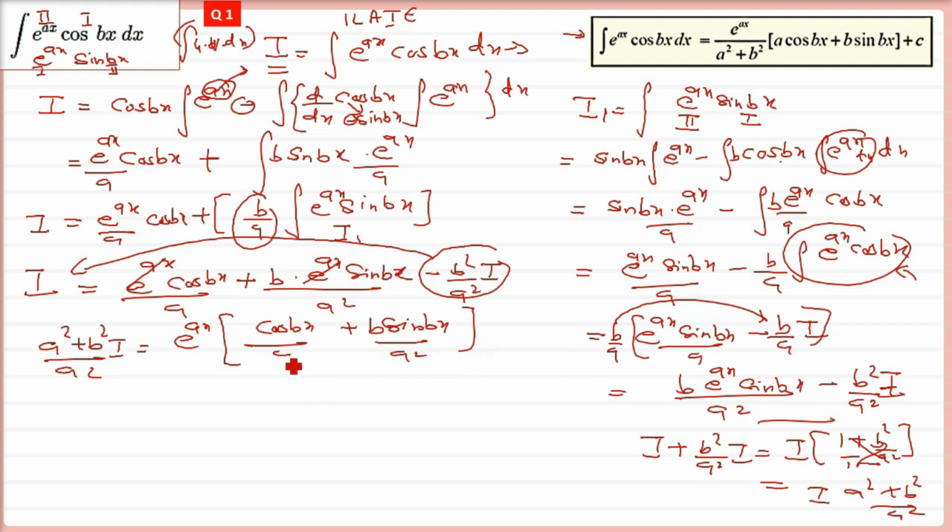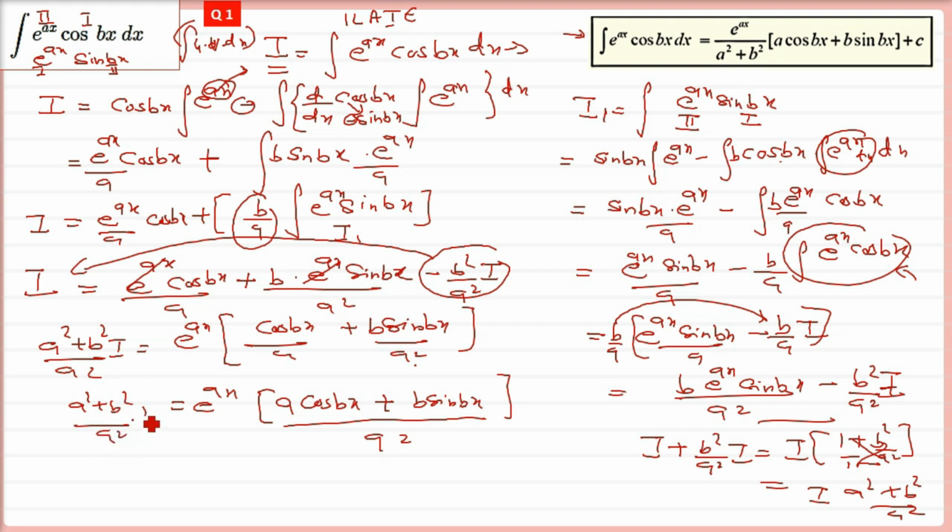Now let's take the LCM. When you take the LCM, it will be a square. So since this already has a square in the denominator, you can just write b sin bx. Here we have only a in the denominator, so in order to make it a square, you have to multiply it with a cos bx. Okay, e raise ax remains here. Now a square plus b square by a square. First thing is you can just cancel this a square and a square in the denominator, and you can bring this a square plus b square to the right. So this integration I will be e raise ax, in the denominator it will be a square plus b square, followed by a cos bx plus b sin bx.